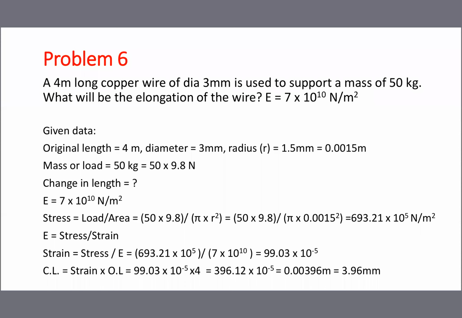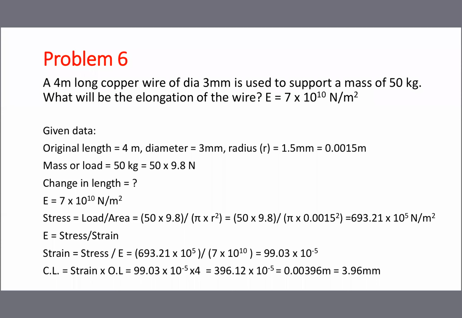Stress is equal to load divided by area. Both data are given. You substitute the values: load 50 into 9.8, area is pi r square, where r is equal to 0.0015. Substitute and you will get 693.29 into 10 power 5 Newton per meter square. That is the stress value we calculated. They are not asking for stress. Then E is equal to stress divided by strain.